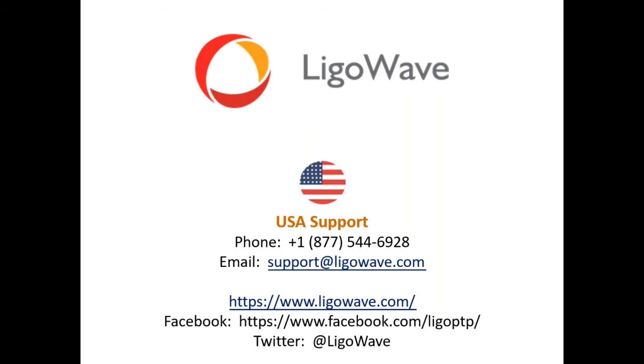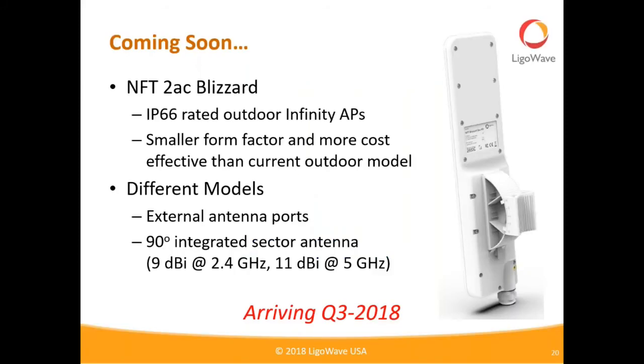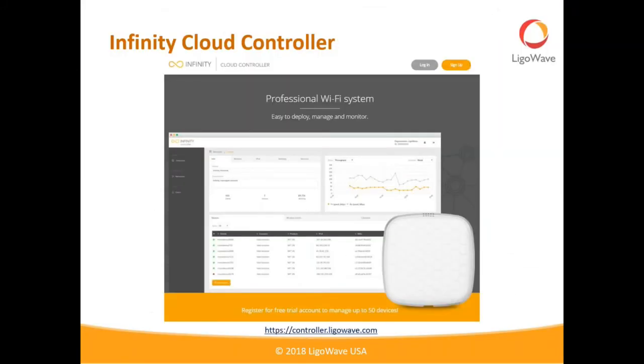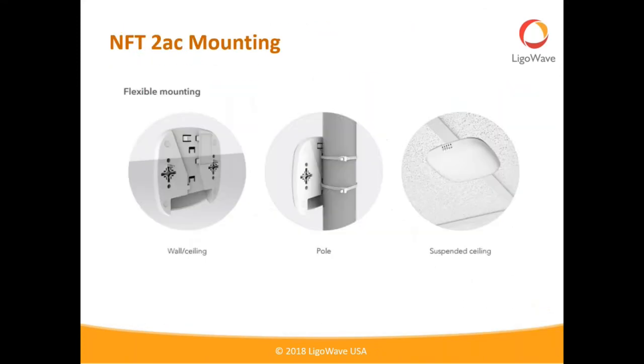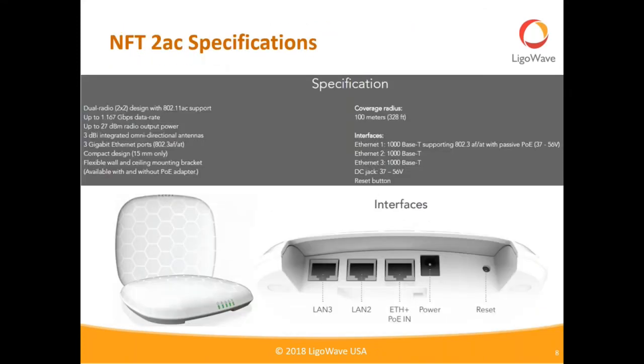Okay, I've got one question here that asks, what's the range on the access points? The answer to that is it depends. Nominally, you'll see that we have an output power of 27 dBm, and that's in the specification here, and we have 3 dBi internal antennas.